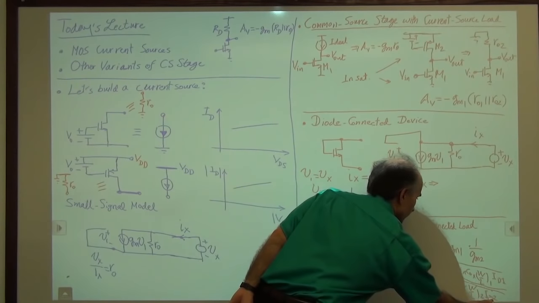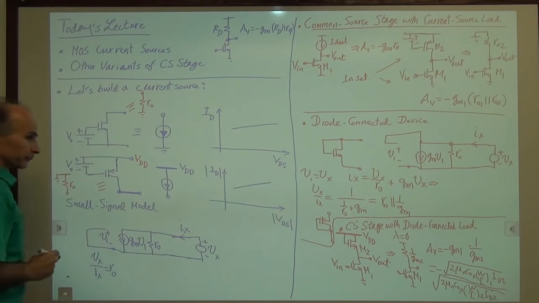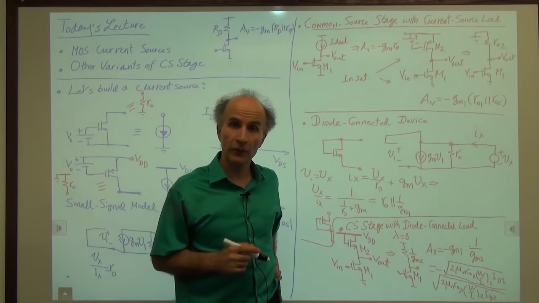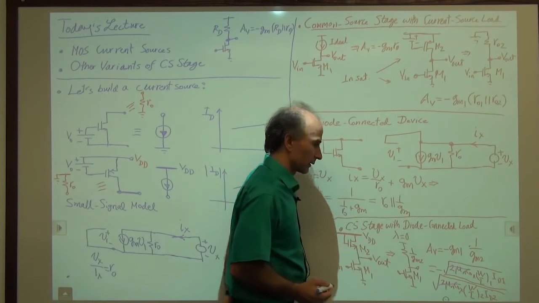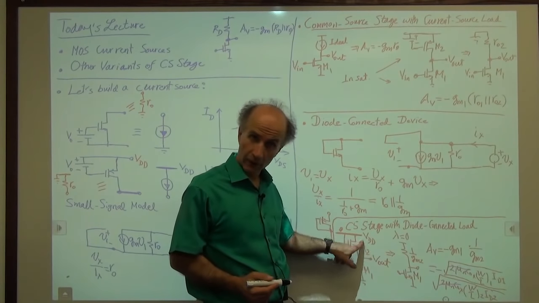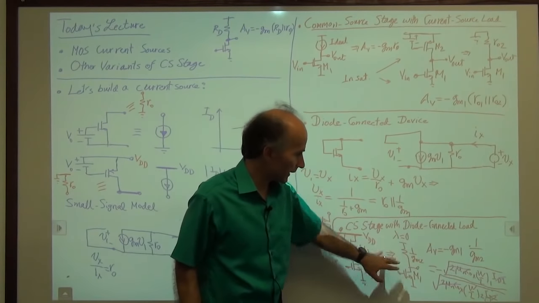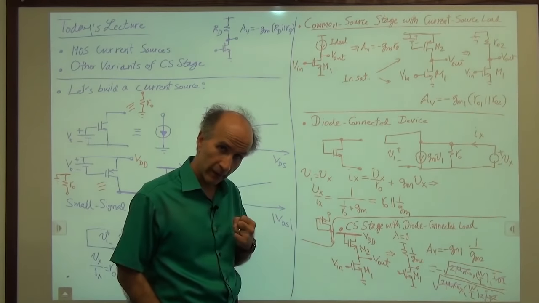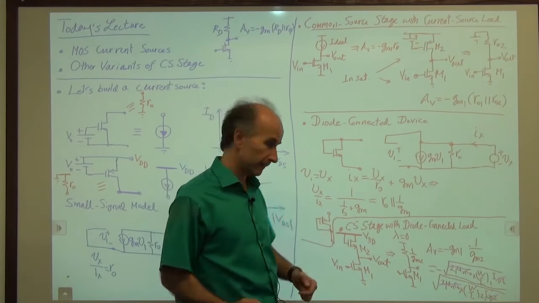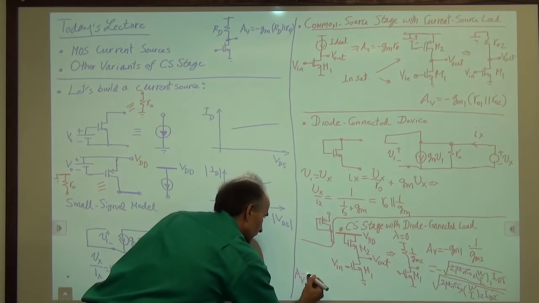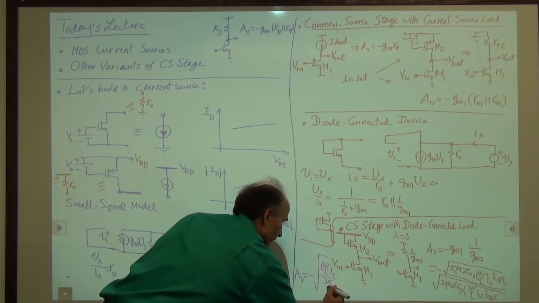Look at these equations for a second and see what kind of result we can get. It's actually quite interesting. We see that a bunch of terms cross out: mu n Cox, 2 mu n Cox here, 2 mu n Cox here. ID1 and ID2 are also equal, since it's the same bias current flowing through them, so they also fall out. The beauty of this circuit is that its voltage gain is given by the ratio of the W over L's of the two devices only. It doesn't depend on anything else. So let me write that more clearly: it's equal to the square root of W over L of 1 divided by W over L of 2.